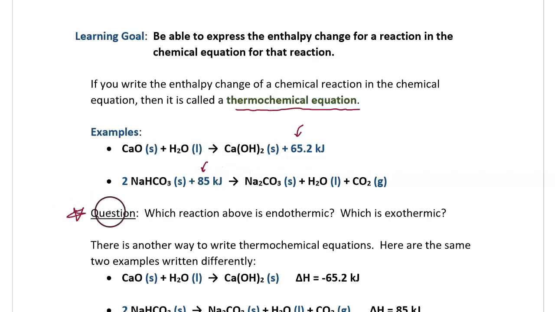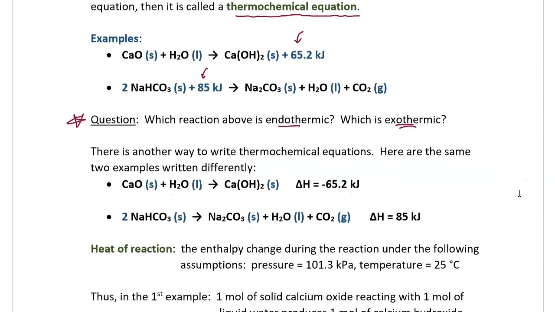Next, a question to connect today's topic to the previous. Which reaction above is endothermic? Which reaction absorbs heat energy? That would be the second reaction. The second reaction uses heat energy to make the product. Where does it get that heat? From its surroundings. Which reaction then is exothermic? That would be the first one. The first one releases heat energy. It produces as a product 65.2 kilojoules of energy.